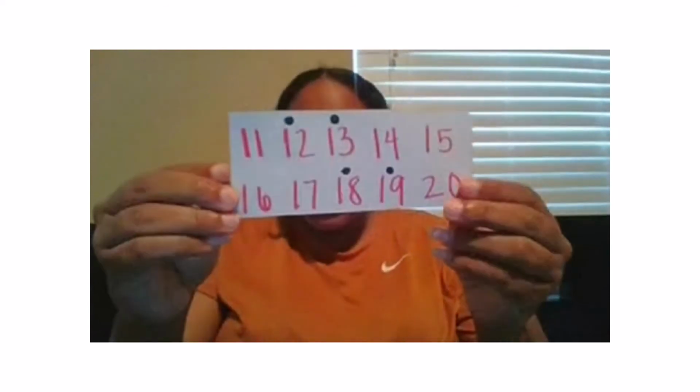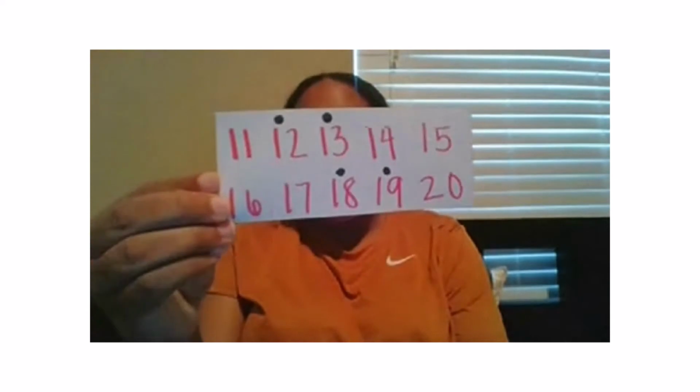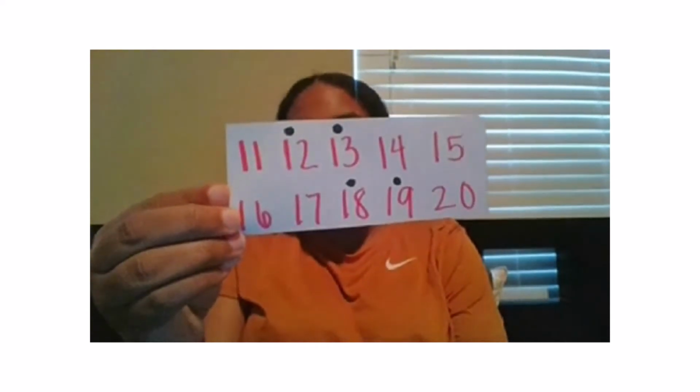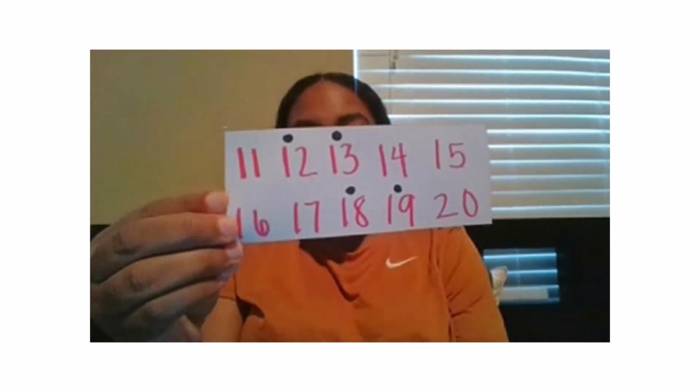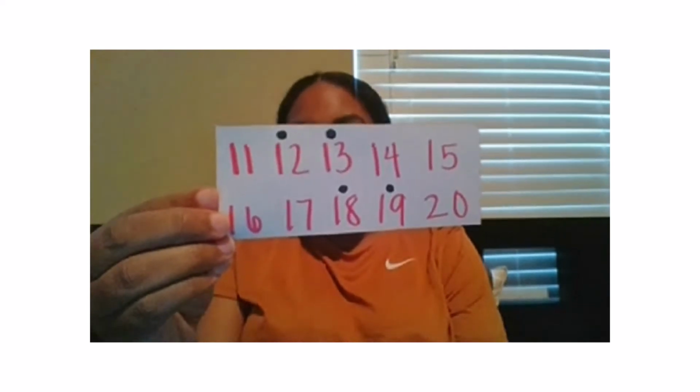So if the number has a black dot, you have to say it the regular way. So if the number has a black dot, you would say 13 or 14, alrighty? If it does not have a black dot, that means you have to say it the say 10 way. So if I'm looking at this, the number that has a black dot, you have to say it the regular way. The number that does not have a black dot means that you have to say it the say 10 way. Alrighty?